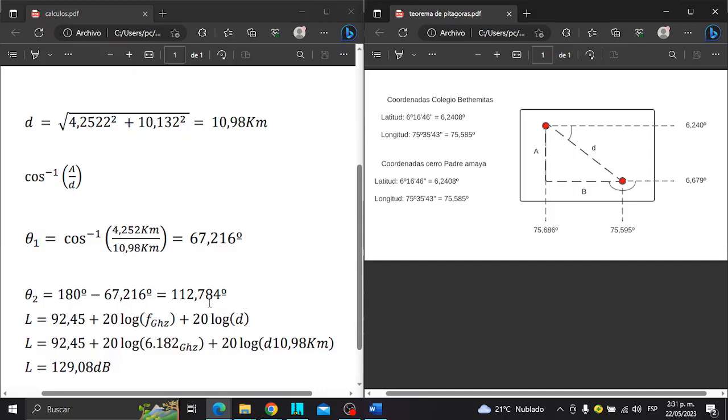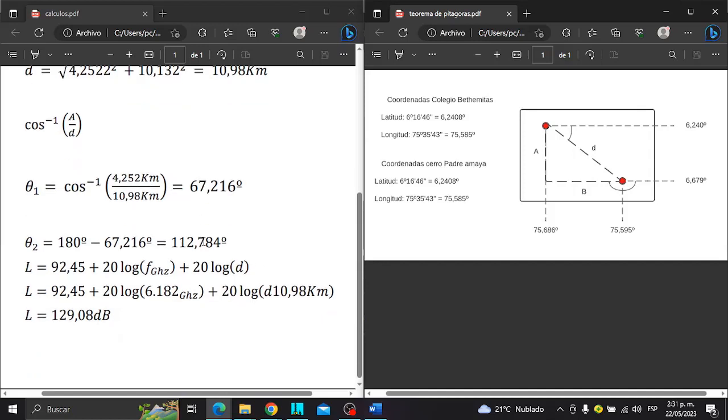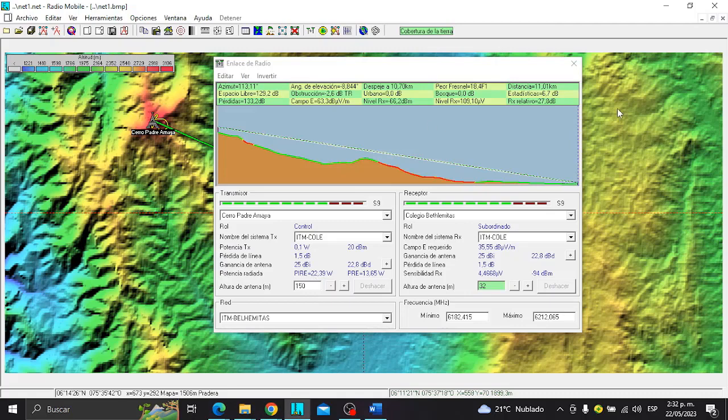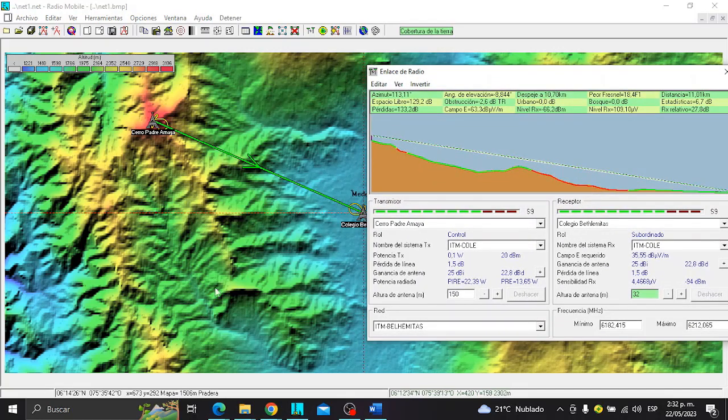Later, to calculate the path losses, the gain equation is established as shown in the image. Next, we replace the factors and obtain the value of path losses, and compare them with those of the simulation, and there is a very small difference. This is due to the values used by the simulation to calculate the network parameters. In conclusion, it can be said that the software is reliable in the calculations it performs for a microwave network.